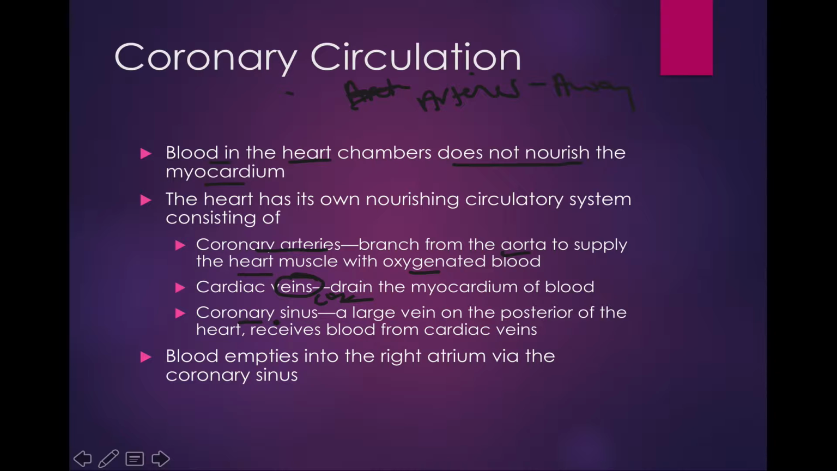Then you have the coronary sinus, which is a large vein on the posterior of the heart, which receives blood from the cardiac veins. And then blood will empty from the coronary sinus back into the right atrium. So it goes from the veins to the sinus to the right atrium. So basically that's how your heart gets blood, because your heart is responsible for circulation of everywhere else, but it also has to provide nourishment for itself.